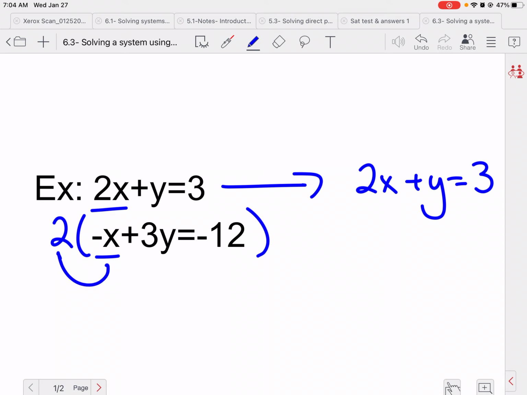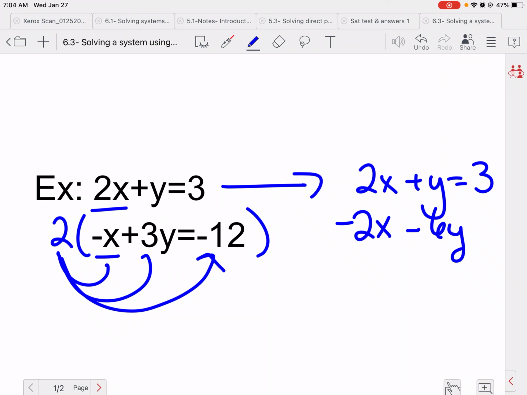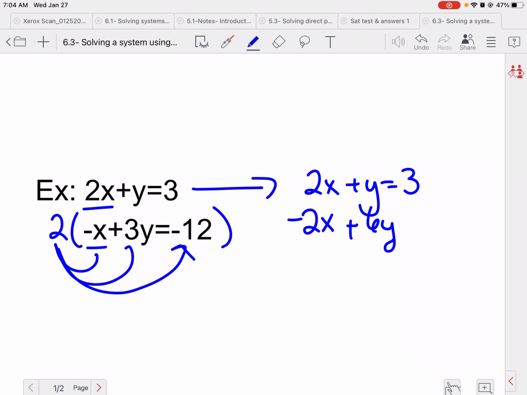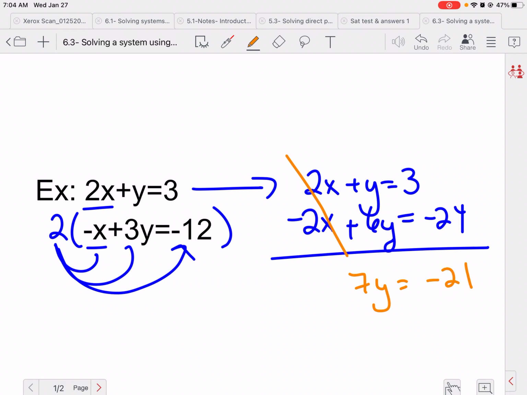Now, remember, I'm going to distribute the 2 to every single piece. If you don't distribute it to the equals part, everything's going to fall apart. Okay, so don't forget that. So negative 2x minus 6y, or plus 6y, there's no negative, equals negative 24. Okay, 2x minus 2x cancels out, so I'm left with 7y equals negative 21. And again, I always make it so I'm adding the two equations, so that's why I make one positive and one negative.